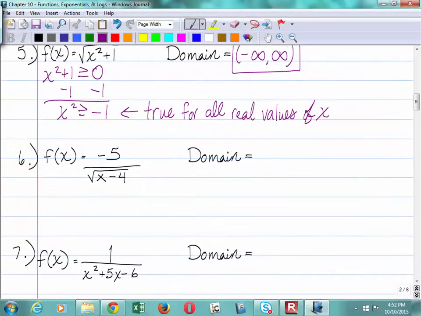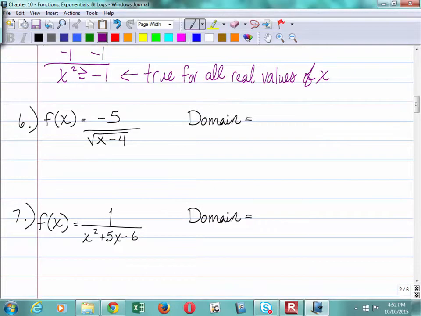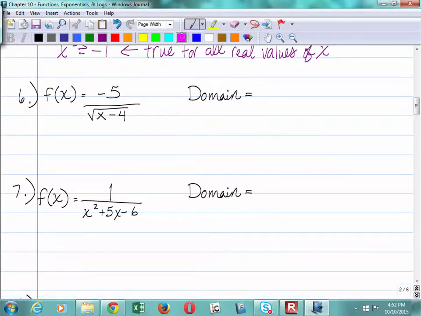And on number 6, we have negative 5 over the square root of x minus 4. So we have two different domain restrictions. We have x in the radical, which is inside the denominator. So with x being in the radical, we would say that x minus 4 has to be greater than or equal to 0, but it's also in the denominator, so it can't actually be equal to 0.